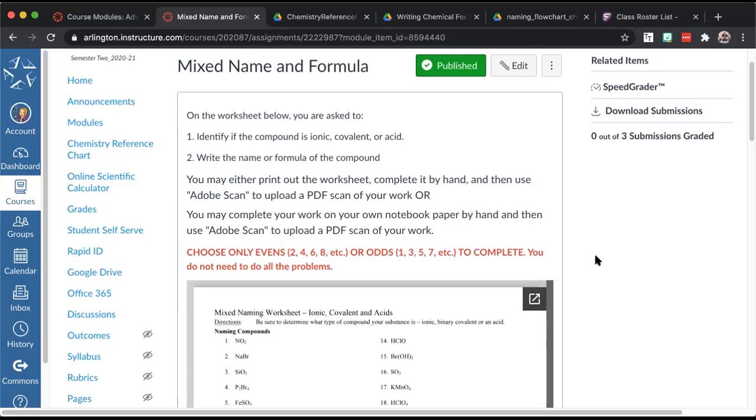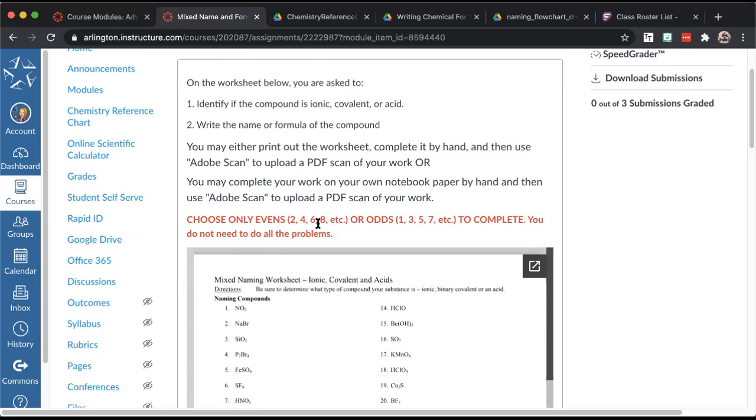So notice here, I put it in a different color so it would stand out. You only have to do evens or odds. So you are not doing all 100 problems. You are only doing 50. You're doing 25 names and 25 formulas, okay? Because I realize that that's a lot, so I'm not going to make you do 100.